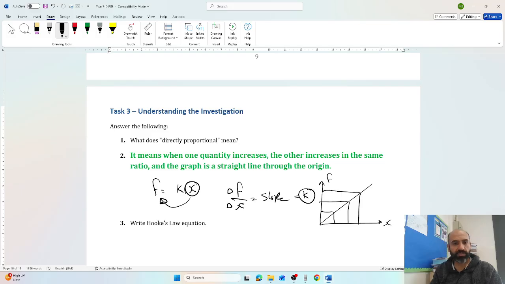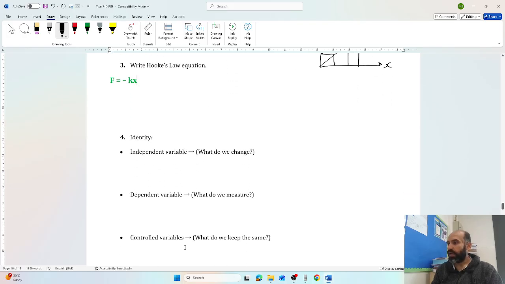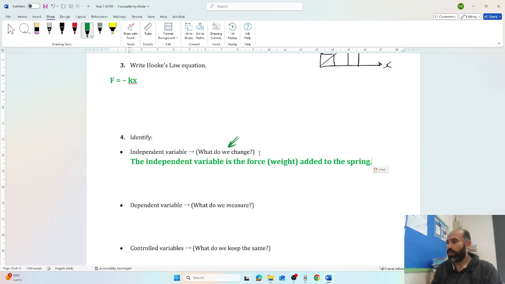Write down Hooke's formula or equation. The equation is F is equal to negative k times x. F is the applied force, x is the extension, k is the spring constant. Identify the independent variable. What's meant by independent variable? The variable that we can change. As you can see, every time we will add 50 gram, then 100 gram, then 150 gram, and so on. So we are changing the mass. So we are controlling the mass or the weight or the force. So the independent variable is the force or the weight, which is equal to m times g.